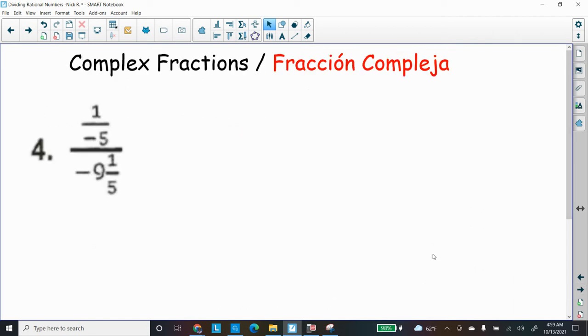Well, I hope you understand what's going on. Let's get into complex fractions for a quick second. Complex fractions are when you have fractions on top of fractions in the numerator or the denominator, sometimes both. So we have to learn how to deal with it.